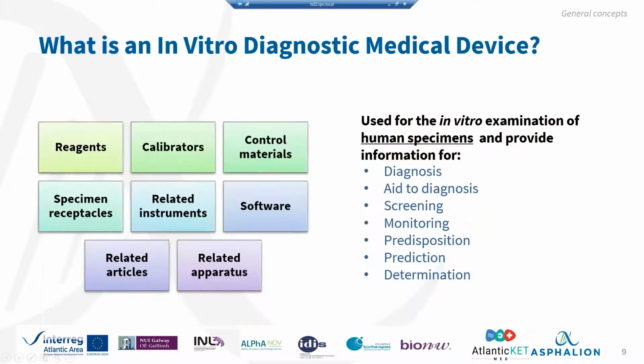So now that we've talked about the drug-device combinations, let's talk about in vitro diagnostic medical devices, because this is the other partner. We've got medical devices and in vitro diagnostic medical devices. Within IVDs, we've got reagents, calibrators, control materials, specimen receptacles, related instruments, software as well, related articles or related apparatus that are used for the in vitro examination of human specimens and provide information for the diagnosis or aid in the diagnosis or screening or monitoring or predisposition or prediction or determination of certain diseases.